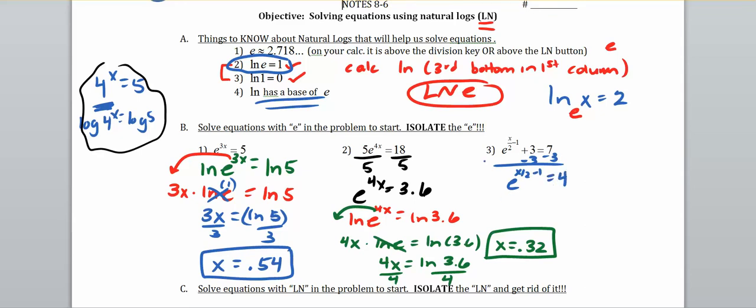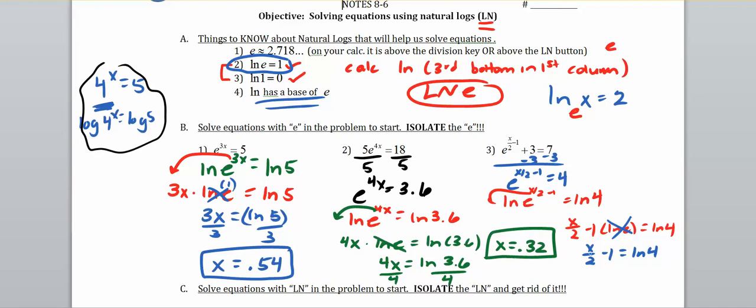My base is isolated. So what I need to do is take the natural log of both sides. So natural log of e to the (x over 2) minus 1 is natural log of 4. What you'll notice is just like before, this is going to come out front. So (x over 2 minus 1) times natural log of e is natural log of 4. And every time you take natural logs, you should set it up so that this ln e goes away, because ln e is really just 1. So I have x over 2 minus 1 equals natural log of 4.